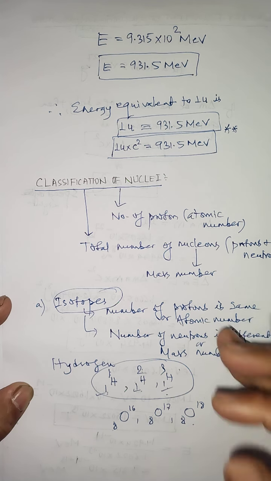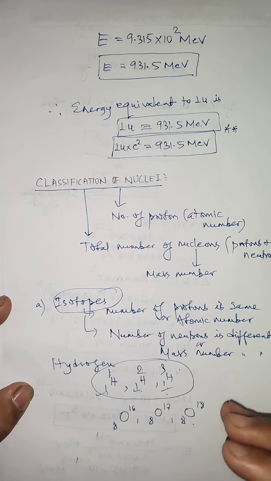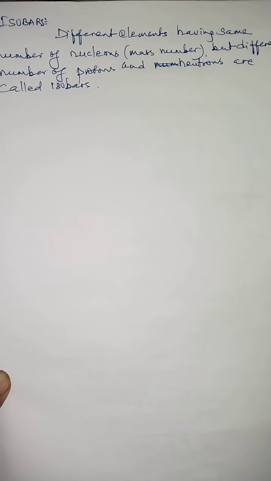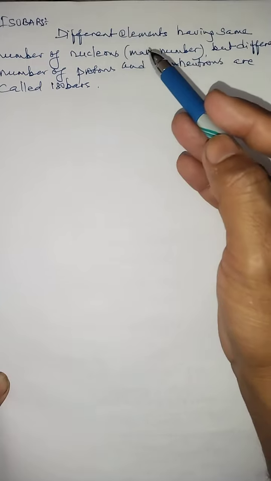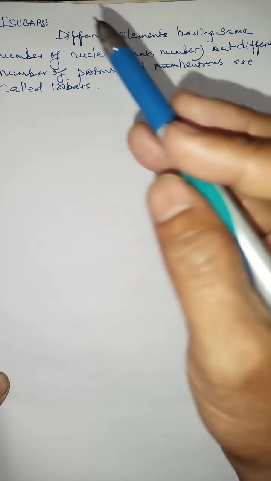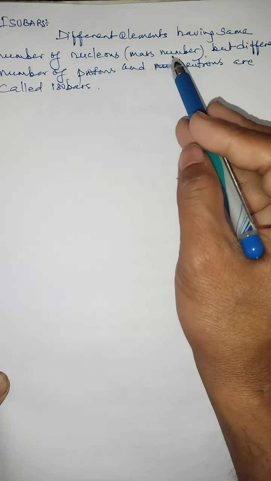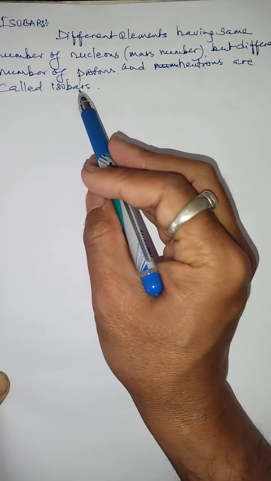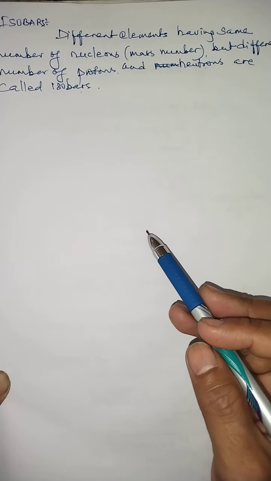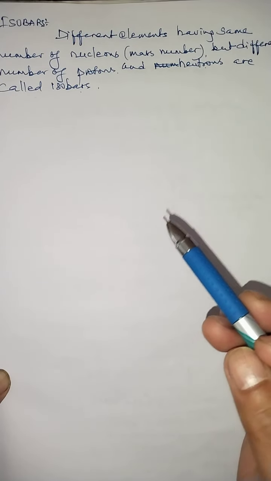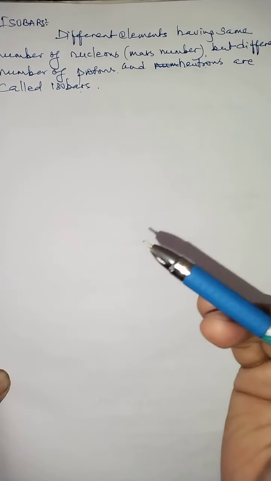Now the next classification that we can do on the basis of the number of protons and number of nucleons is isobar. To understand what an isobar is, as we have learned in lower classes also, isobars are nothing but the nuclei of different elements having the same number of nucleons. Same number of nucleons means the total number of protons and neutrons remains the same, that is, the same mass number, but different numbers of protons and neutrons. They are called isobars. But isobars are not defined for only one element; they are defined for the nuclei of different elements.